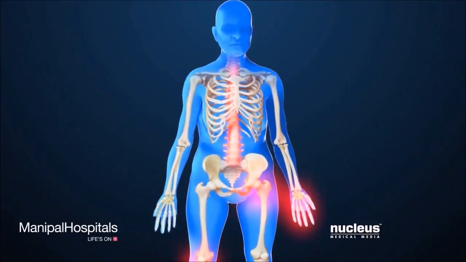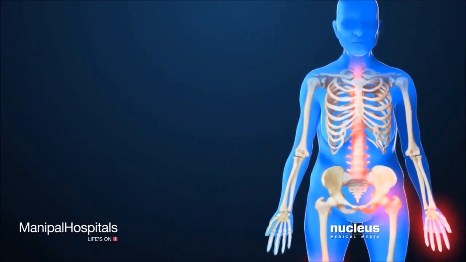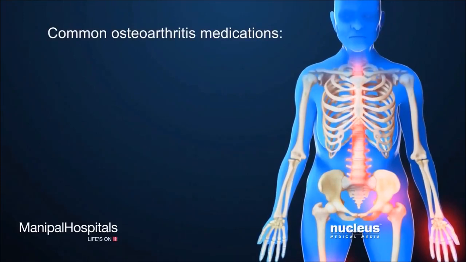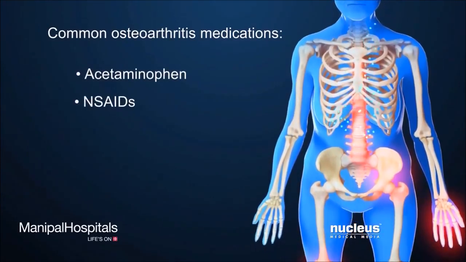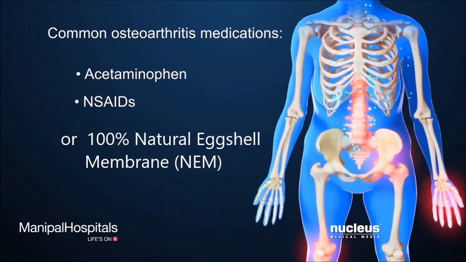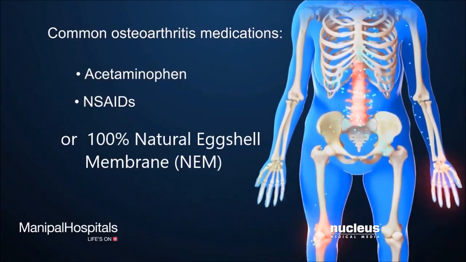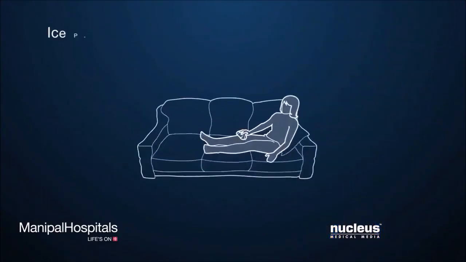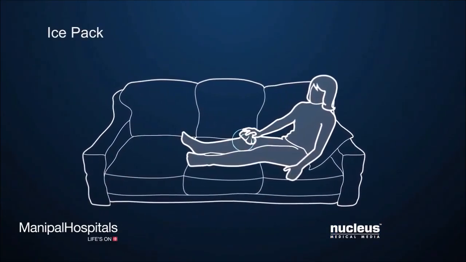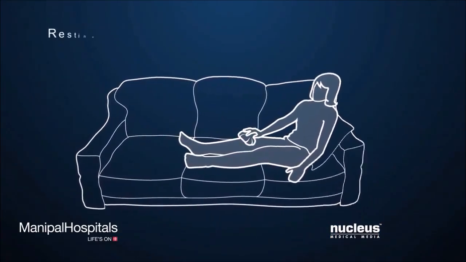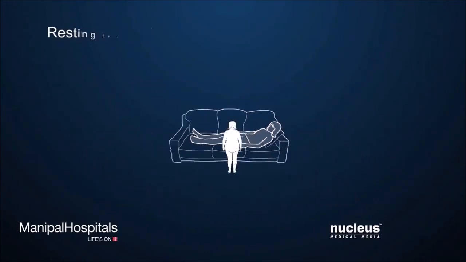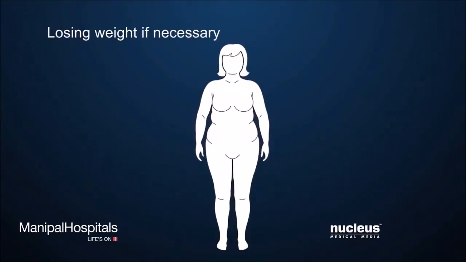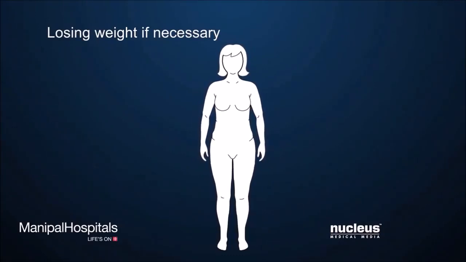For example, medications can reduce joint inflammation and pain. Common medications include acetaminophen and non-steroidal anti-inflammatory drugs, or NSAIDs. An ice pack may also reduce joint pain. Lifestyle changes, such as resting the affected joint and losing weight if necessary, may help slow down the progression of osteoarthritis.